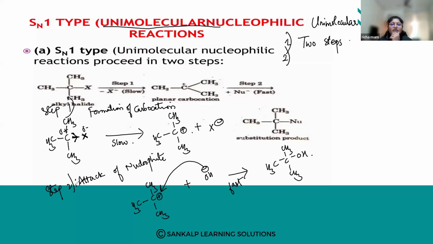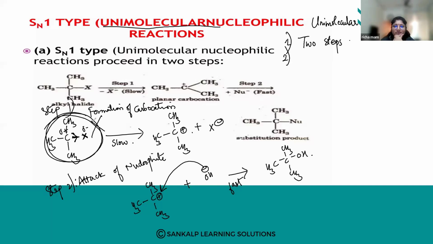You should remember that the SN1 reaction follows first order kinetics because the rate of the reaction depends upon the concentration of only the alkyl halide, and does not depend on the concentration of the nucleophile. So it depends only on the concentration of alkyl halide, and it follows first order kinetics.